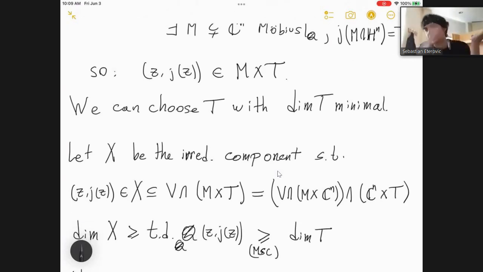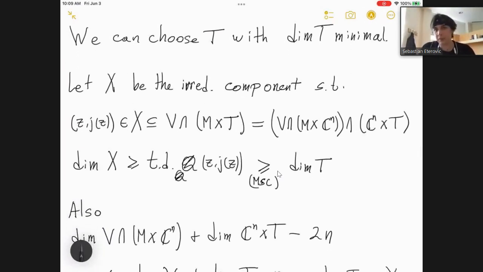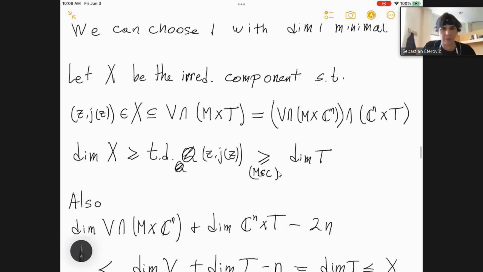Okay, so the dimension of X is at least the transcendence degree of any of its points. All right. So in particular, this point Z, J of Z. Now, using modular Schanuel, you can actually say that this point will have transcendence degree at least the dimension of the special variety T. But on the other hand, if you wanted to check that something is atypical, you would have to look at this combination of dimensions here. The dimension of the variety, the dimension of the special variety, and then the dimension of the ambient space. And combine them in this way.